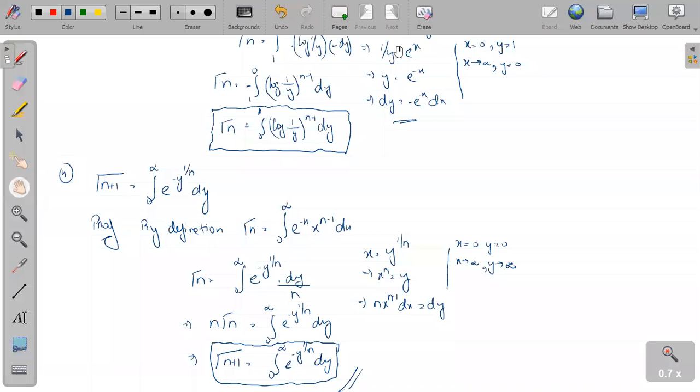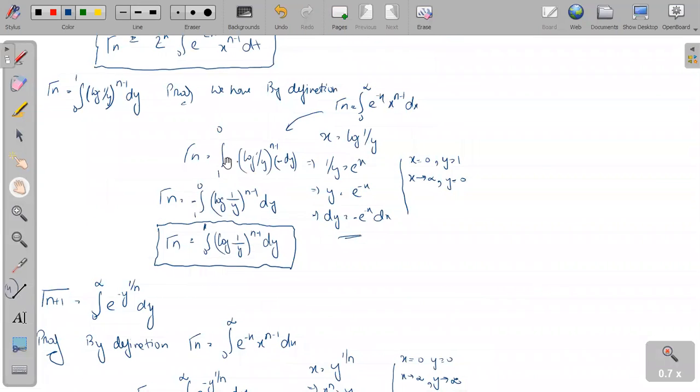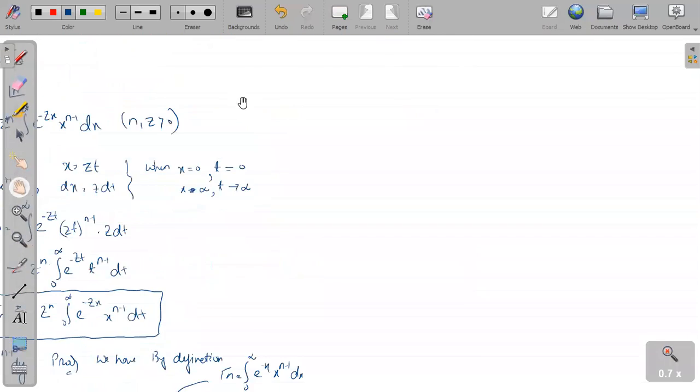Yeah, next. No one is raising hand. No doubt, very good. Next, yesterday also we did some properties, if you remember. What are those properties if I write? Number 4 is done. Here I am writing again.